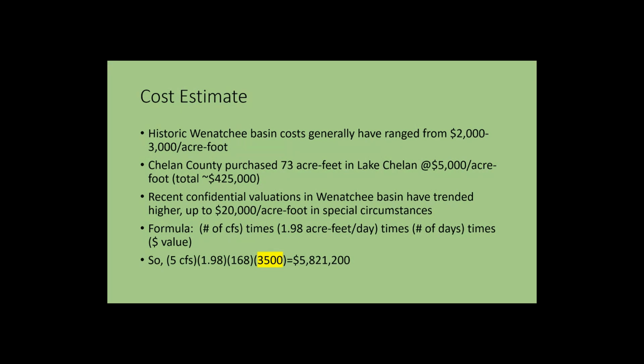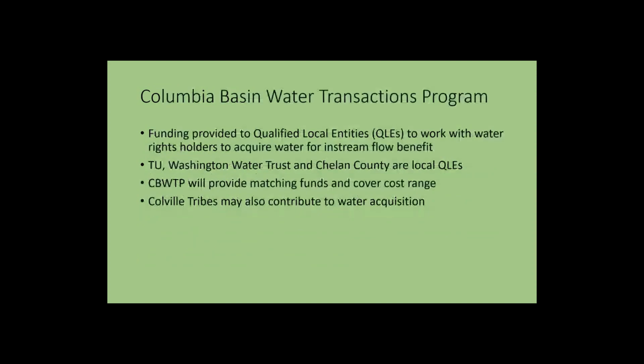The cost estimate per acre foot for Icicle and Peshastin water is slightly higher, we believe. We think the range is going to be a little bit higher than Chihuahua or Clear Creek because of some of the regulatory implications in Icicle Creek. And so we feel very comfortable with this number, this $3,500 per acre foot. It's possible it comes in a little higher, but we're working with the Columbia Basin Water Transactions Program.